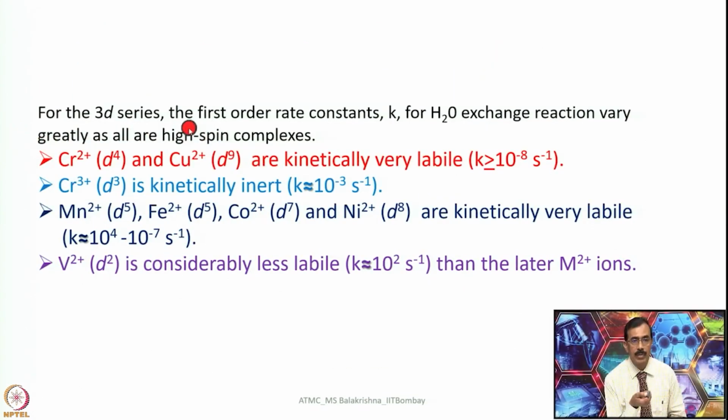For the 3d series, the first order rate constants k for water exchange reaction vary greatly, as all are high spin complexes. You can see, for example, that chromium 2 plus and copper 2 plus are kinetically very labile, with rates in this range, and chromium 3 plus, d3, is kinetically inert. You can see the rate is slow. Manganese 2 plus d5, iron 2 plus d6, cobalt 2 plus d7 and nickel 2 plus d8 are kinetically very labile, and hence the rate can be seen here. Vanadium 2 plus with d3 is considerably less labile than the later M2 plus ions.